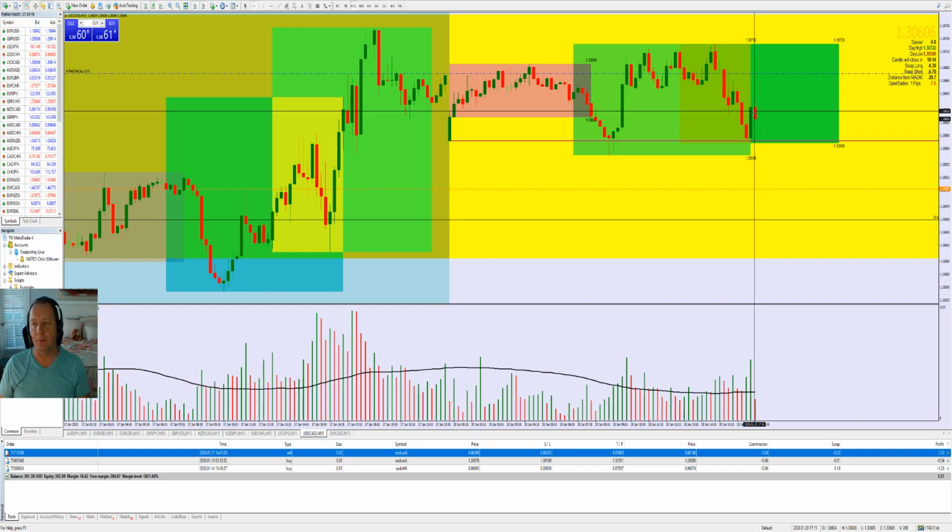So what this candle is probably doing right now is coming down, testing this level here, and then continuing up. So I am bullish on this one.